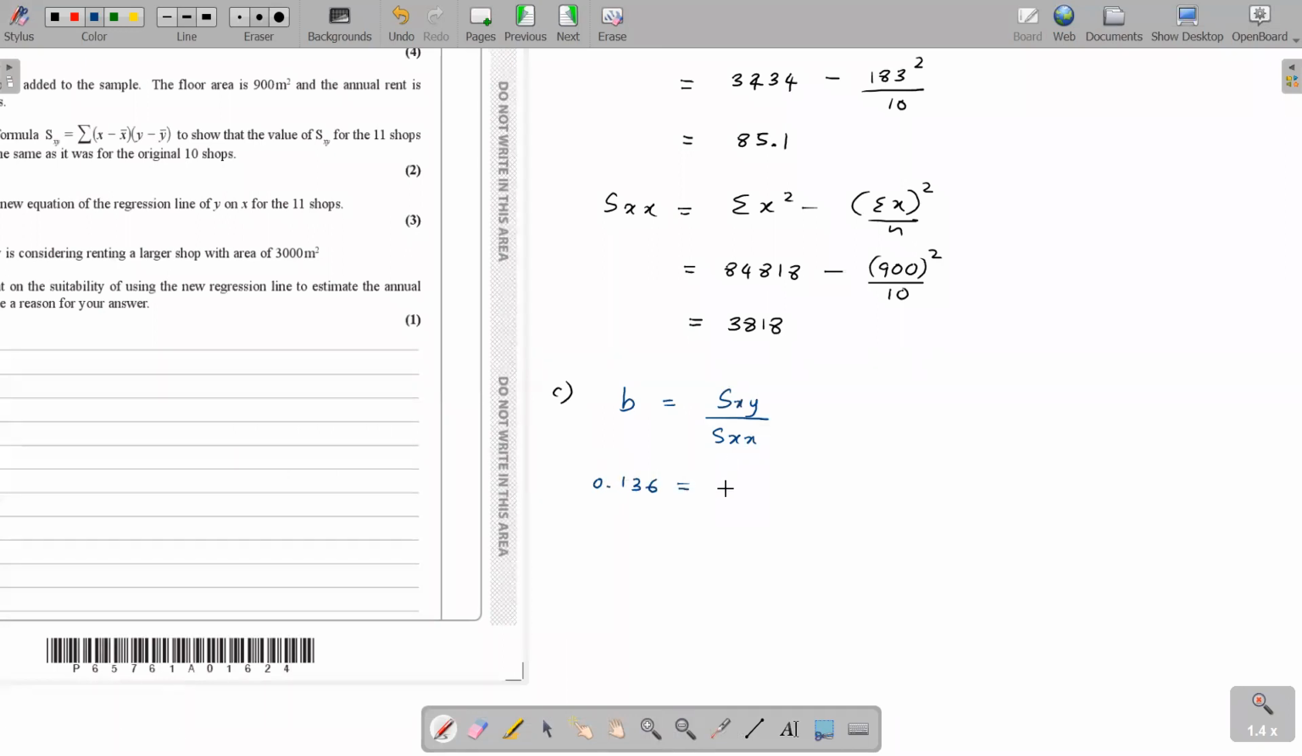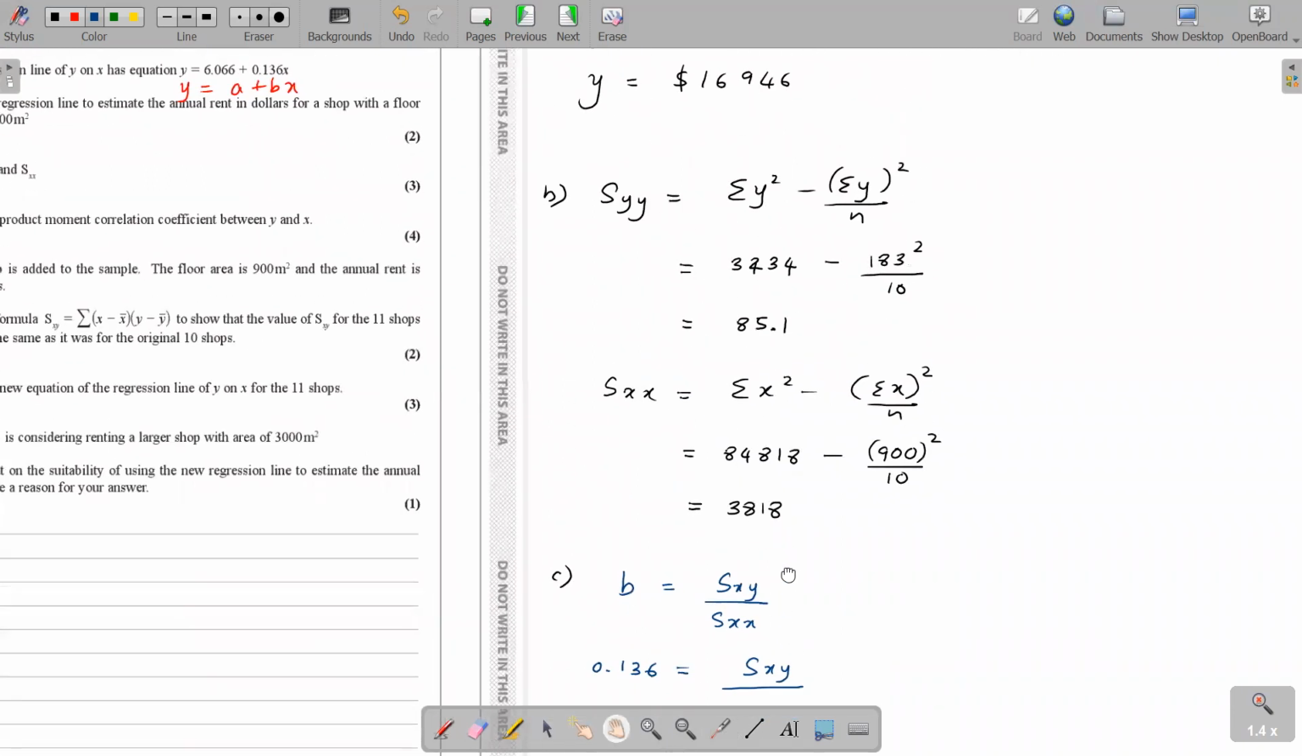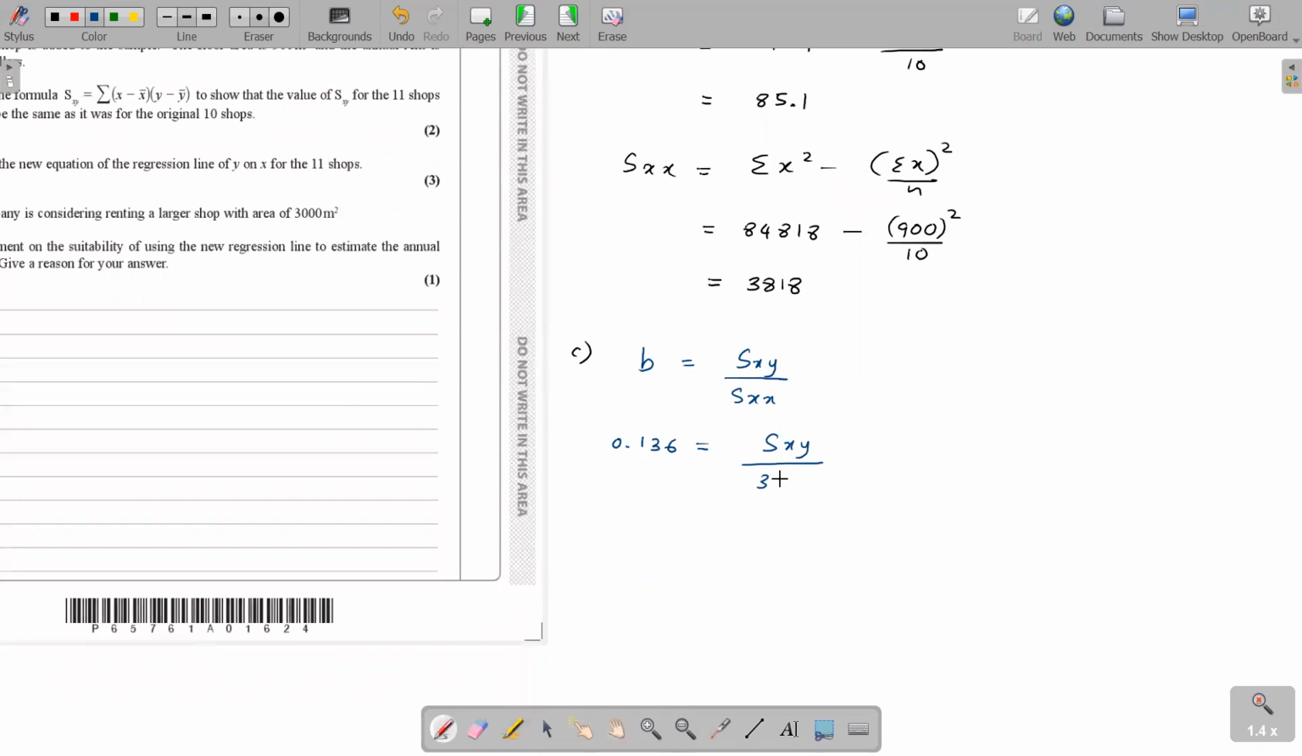SXY is what we are trying to find. SXX was the value that we found here, 3,818. Can you all get me the SXY value? Multiply 0.136 with 3,818. How much is it?